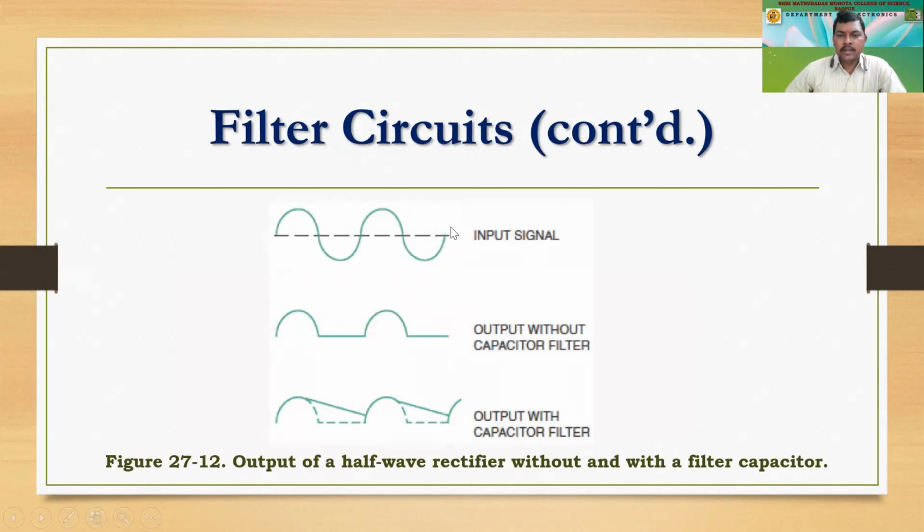So we have a full sine wave coming out of the transformer, and when we apply this input, that is the secondary output of the transformer, we will have an AC wave like this. That is what we are calling here the input signal.